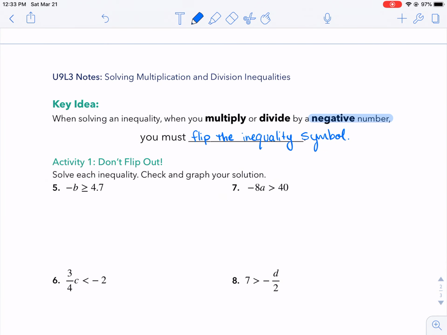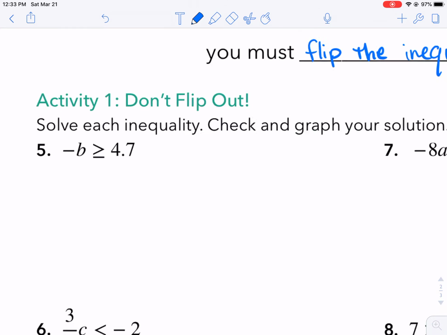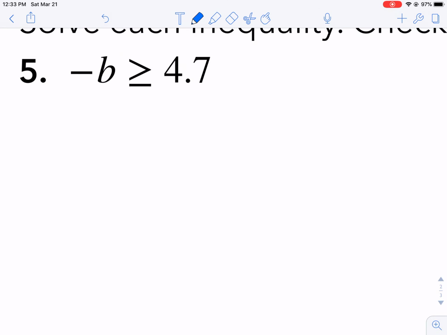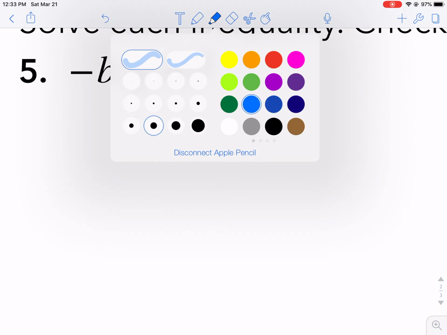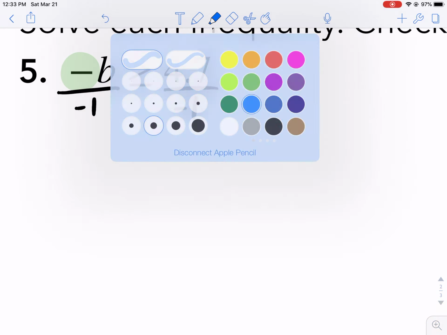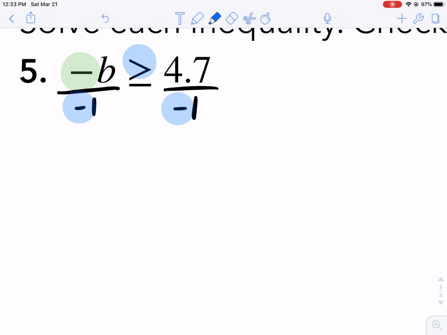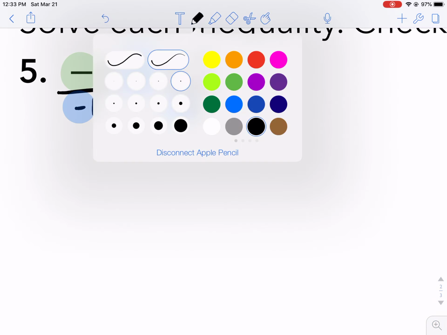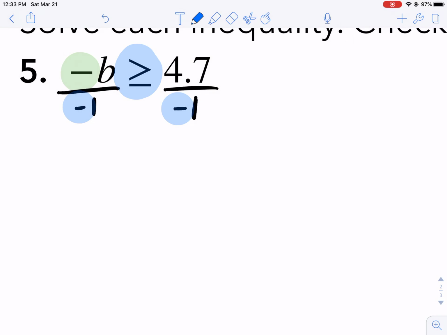So let's do a bunch of examples. Here we have negative b is greater than or equal to 4.7. Now we want to undo this negative 1 times b. So to do that, we're going to divide by negative 1 on both sides. But notice, we are dividing by a negative number. So when we do that, we need to flip our sign. Let's flip our sign first. This greater than or equal to becomes a less than or equal to.